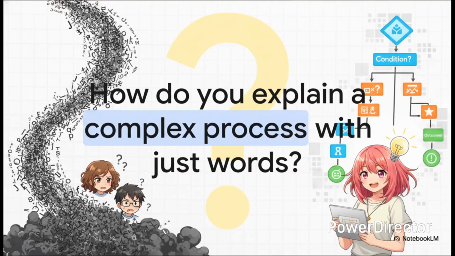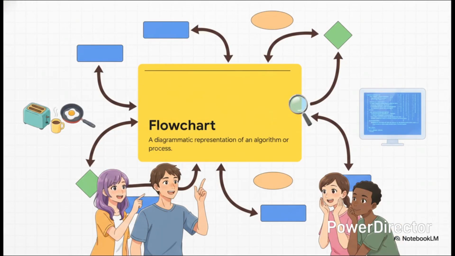I mean, seriously, think about it. How do you explain something complicated with a bunch of different steps and if this, then that scenarios using just words? It's tough, right? Text can be a bit vague, and it's so easy for someone to get completely lost. It's a classic problem. And that's where this elegant solution comes in, the flowchart.